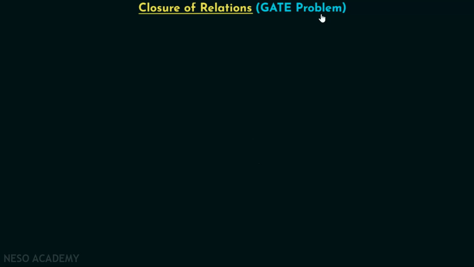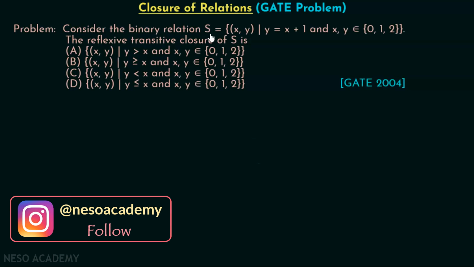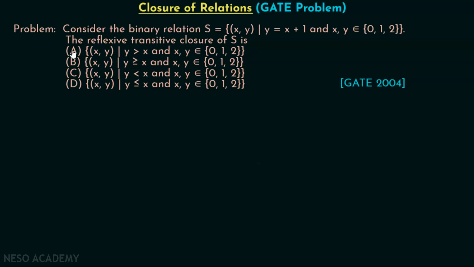Let's discuss one GATE problem related to closure of relations. Consider the binary relation S, which consists of all ordered pairs (x, y) such that y = x + 1, where x, y must belong to the set consisting of three elements 0, 1, 2. What is the reflexive transitive closure of S? We have to identify the correct option here.